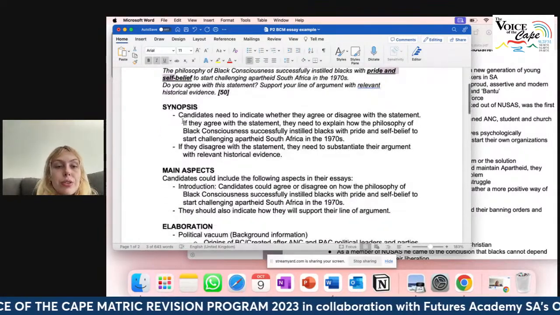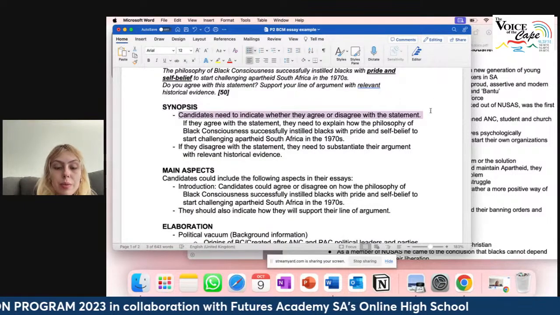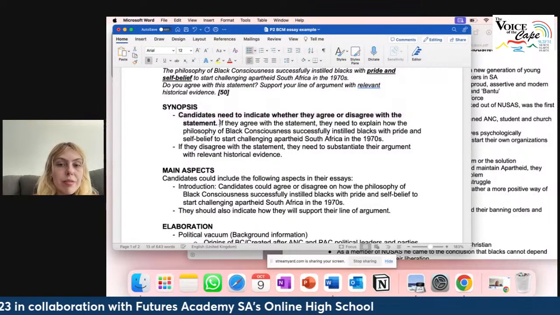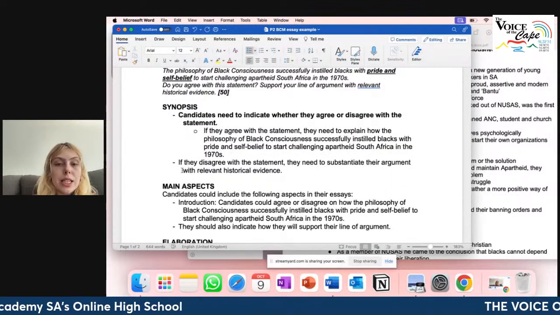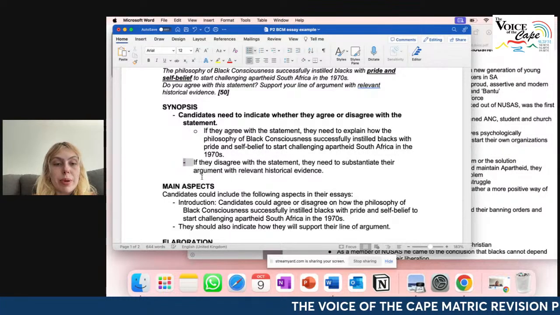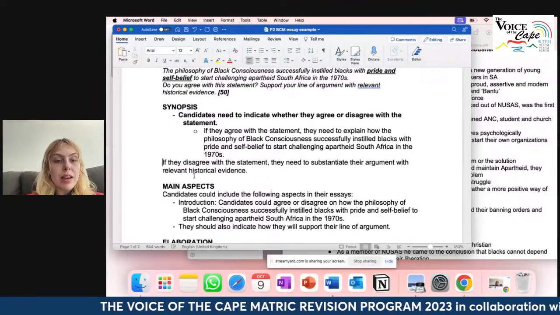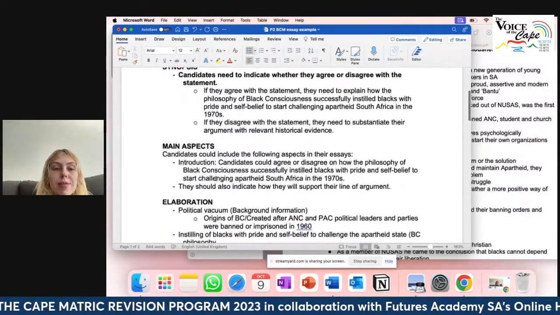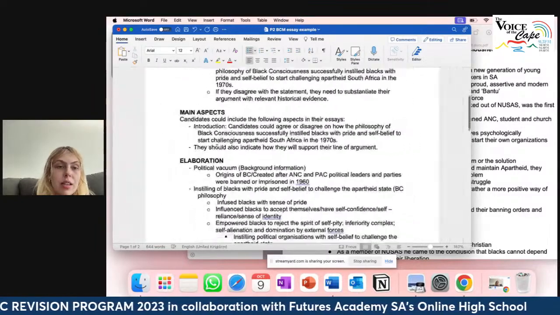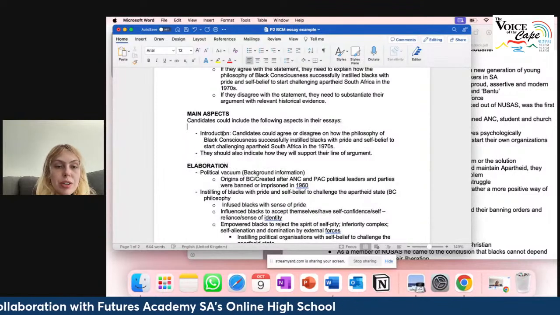So, what you need to do, candidates need to indicate whether they agree or disagree with the statement. If they agree with the statement, they need to explain how the philosophy of Black consciousness successfully instilled Black people with pride and self-belief to start challenging apartheid South Africa in the 1970s. If they disagree with the statement, they need to substantiate their argument with relevant historical evidence. Okay, and then these are the main aspects. So we'll start with the introduction.